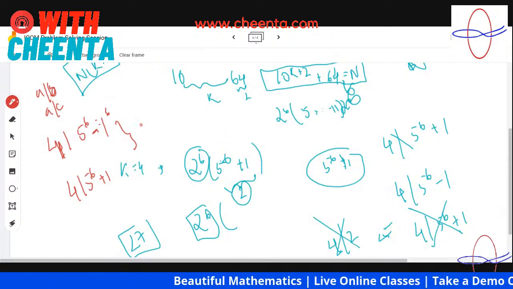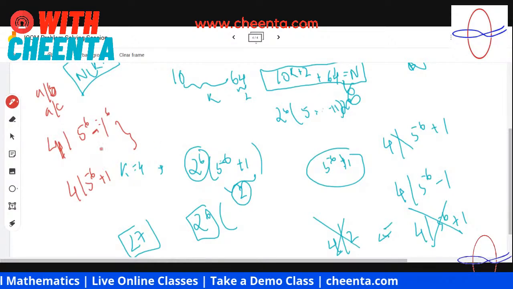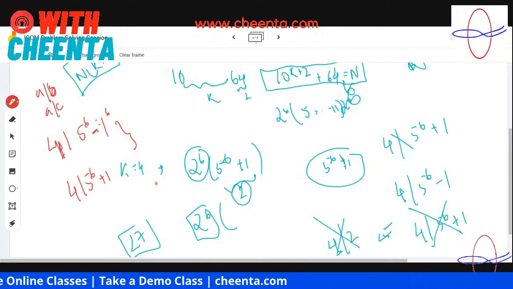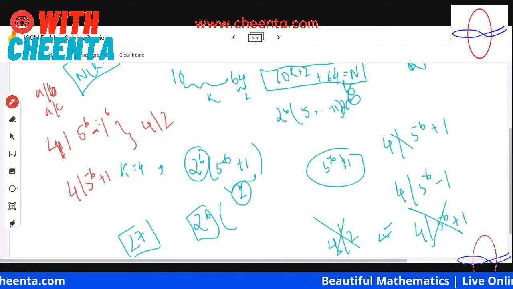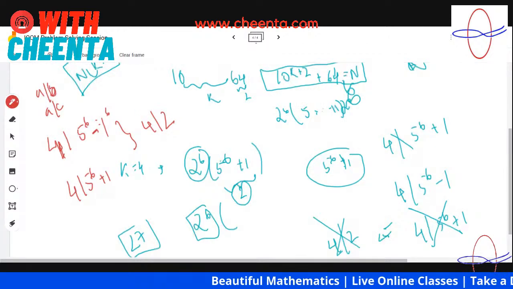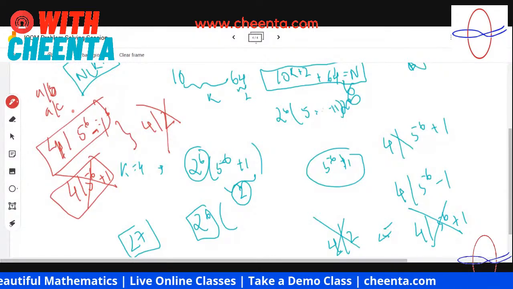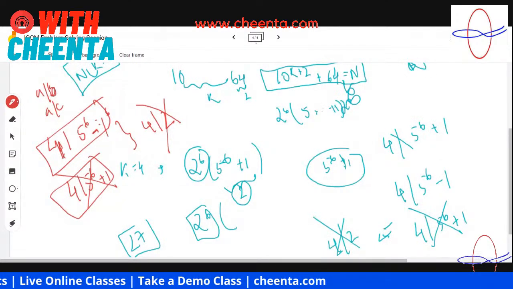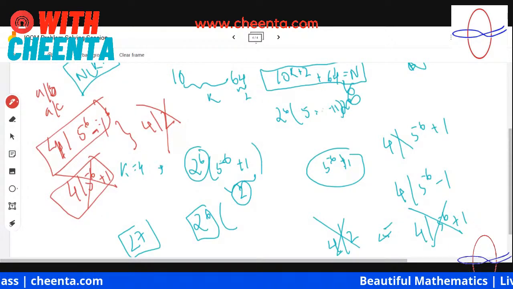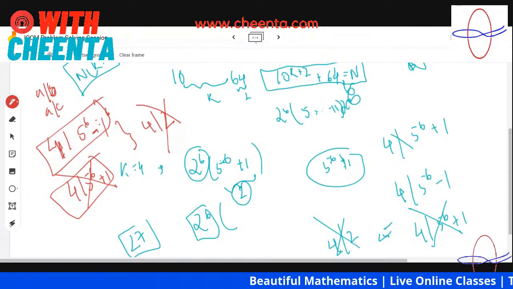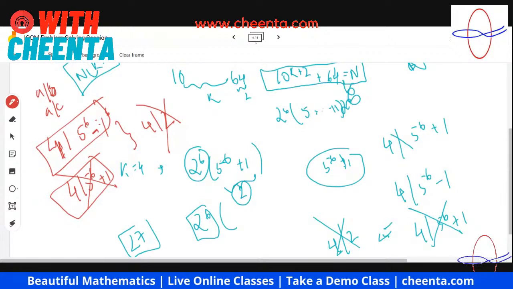We get that A divides B plus C and B minus C. So it divides 5 to the power 6 plus 1 minus 5 to the power 6 minus 1, which is equal to 2. So therefore we get 4 divides 2, which is really absurd. So therefore this assumption must be false, so it cannot divide it. This is called the idea of contradiction, the method of contradiction.